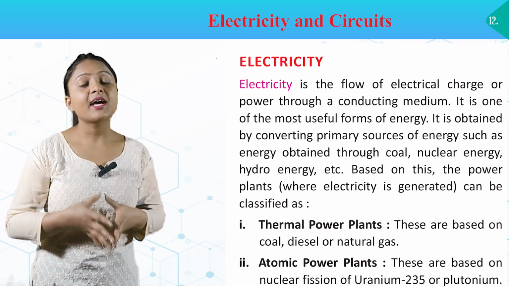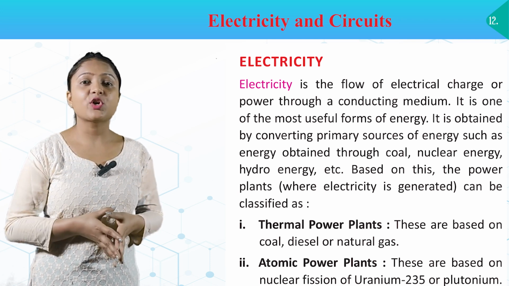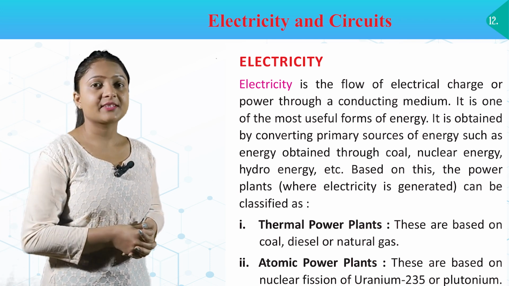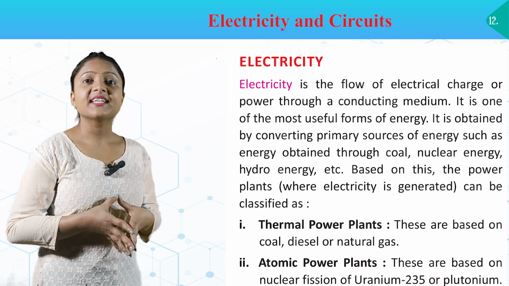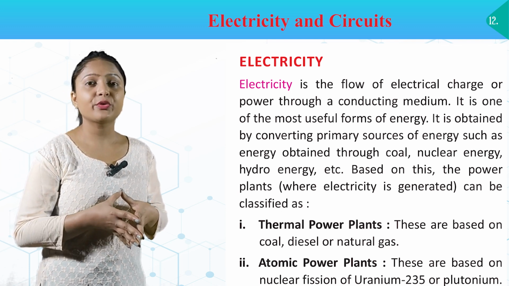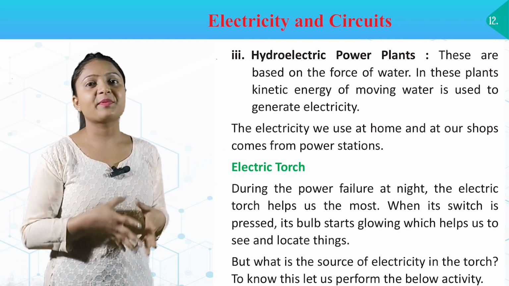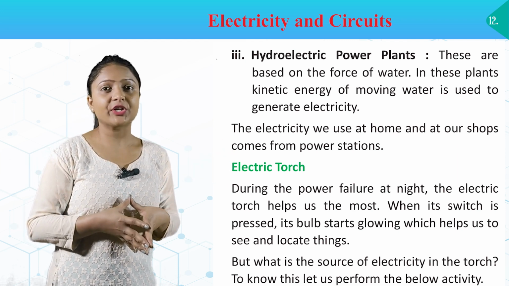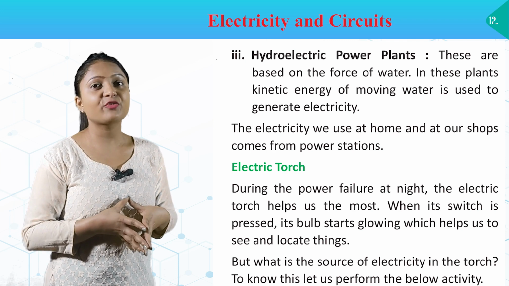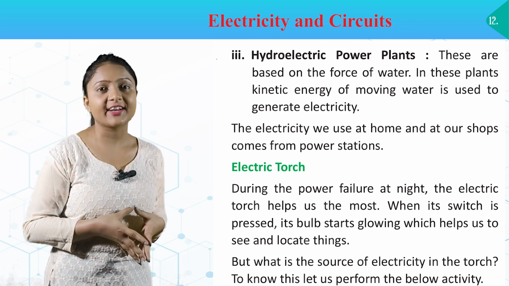Number 1, thermal power plants. These are based on coal, diesel and natural gas. Number 2, atomic power plants. These are based on nuclear fission of uranium-235 or plutonium. Number 3, hydroelectric power plants. These are based on force of water. In these plants, kinetic energy of moving water is used to generate electricity.